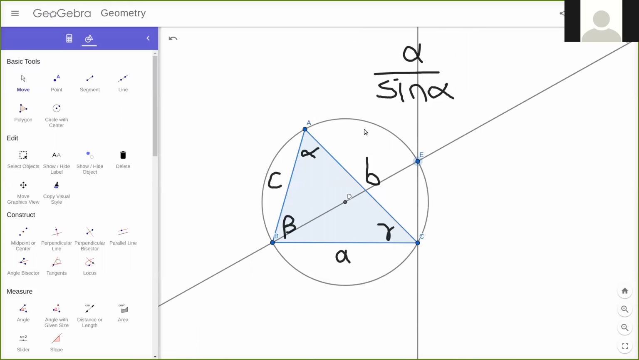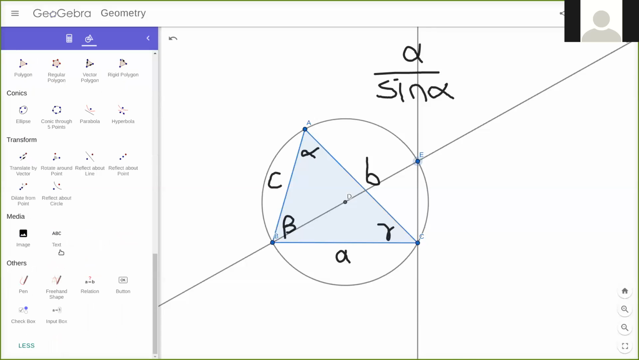The diameter of the circle is the hypotenuse. Yes, C is the right angle. So angle BCE is a right angle. Then we can transfer alpha over here. Angle BEC is alpha. Angle BCE is right.